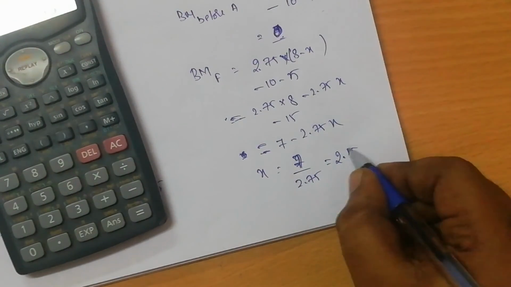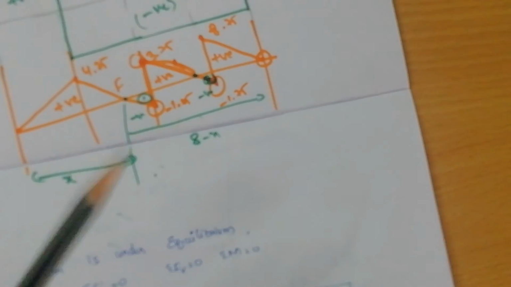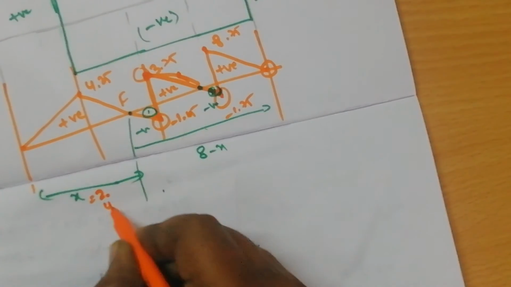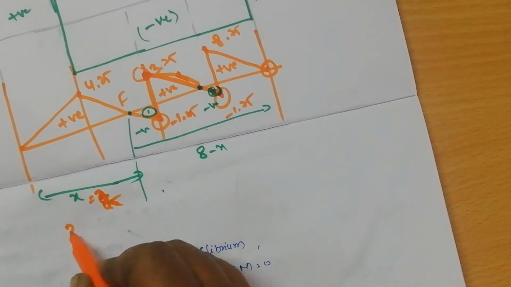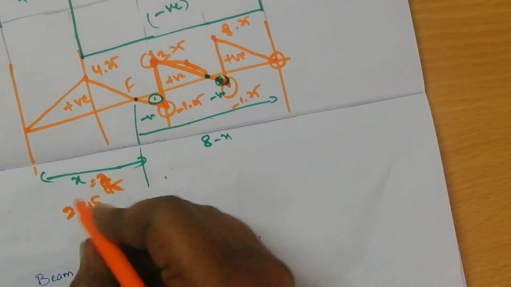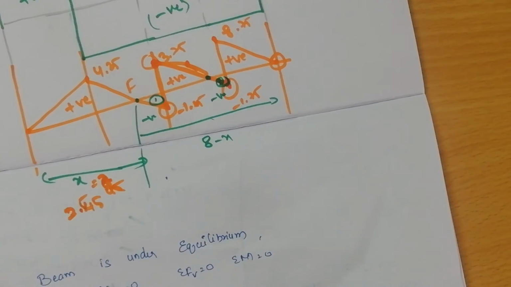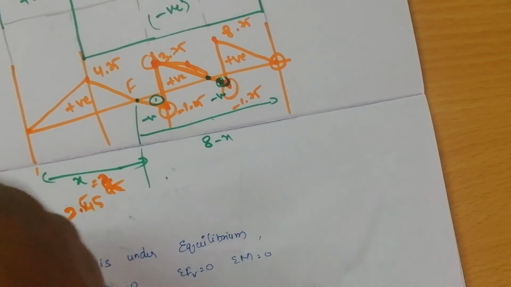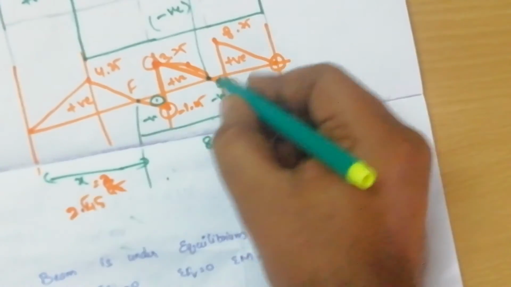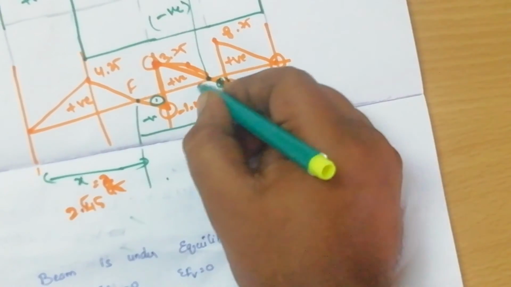X is equal to 2.545 meters. So this distance is equal to 2.545. Okay, this value will be 8 minus 2.545. Okay, done. Now again I have to take this distance also. I will consider this point as F, and I will take this point as G.